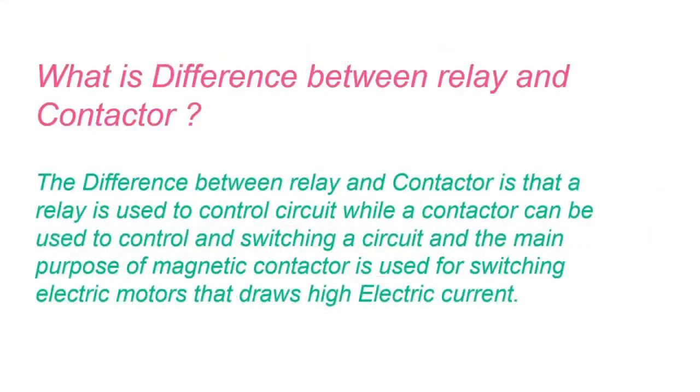What is the difference between a relay and a contactor? The difference between a relay and a contactor is that a relay is used to control a circuit, while a contactor can be used to control and switch a circuit, and the main purpose of a magnetic contactor is switching electric motors that draw high electric current.